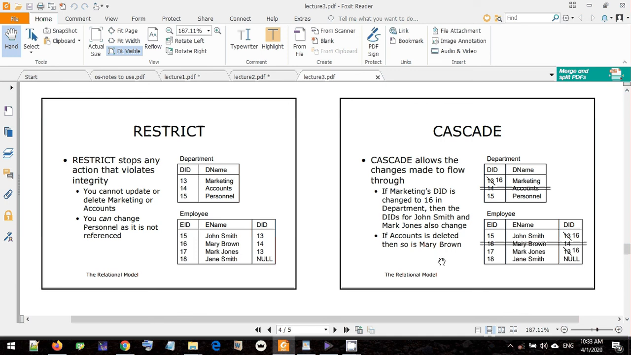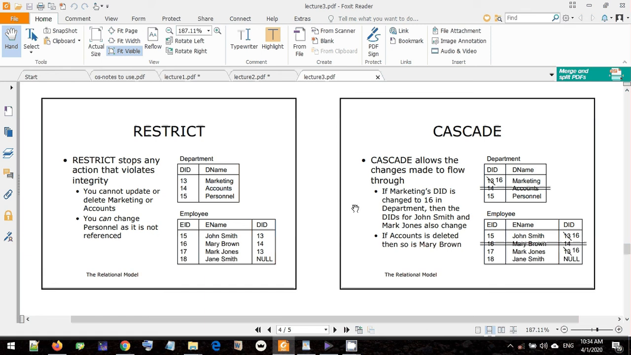Now, to avoid that, we can do what we call restriction. Restriction stops any action that violates integrity. It means that you will not be able to perform updates, you will not be able to change this 13 to 16, and you will not be able to delete accounting or marketing. So you are just not able to make any changes once you've set up the table.